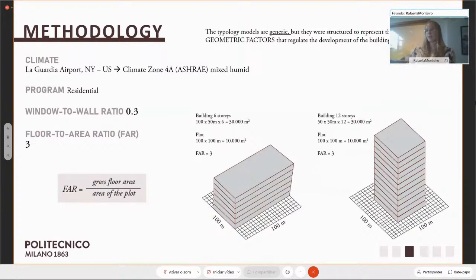The same floor-to-area ratio equal to 3 was decided for all the case studies, which means that even though they have different dimensions and they vary in width and depth, they will also vary in height and number of floors, which will end up on all the case studies having the same square footage.